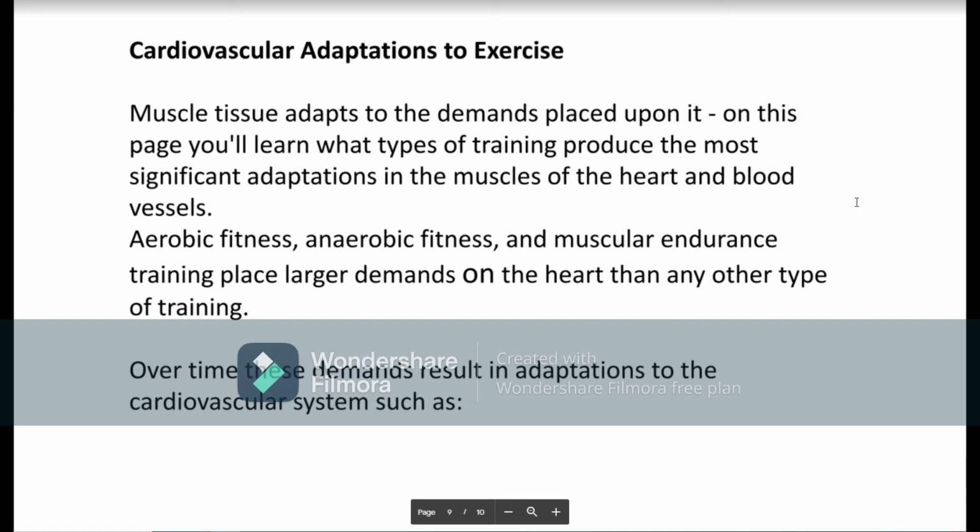Cardiovascular adaptations to exercise. Muscle tissue adapts to the demands placed upon it. Certain types of training produce the most significant adaptations in the muscles of the heart and blood vessels. Aerobic fitness, anaerobic fitness, and muscular endurance training place larger demands on the heart than any other type of training. Over time, these demands result in adaptations to the cardiovascular system. And a little bit later on, I will go through the benefits that result from these adaptations. But firstly, we should try to define what the term adaptation means.